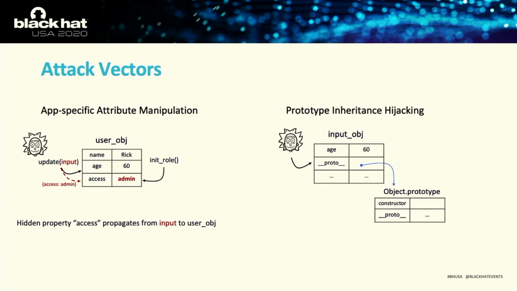Also, HPA can target some unique JavaScript schemes, such as prototyping. We call the second attack scenario prototype inheritance hijacking. In JavaScript, every object has a link to a prototype object. When the JavaScript code wants to access a property of an object, the property will not only be searched within the object itself, but also the prototype of the object and even the prototype of the prototype, until a property with a matching name is found.